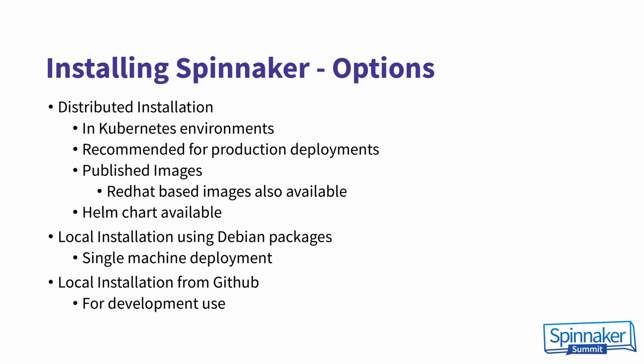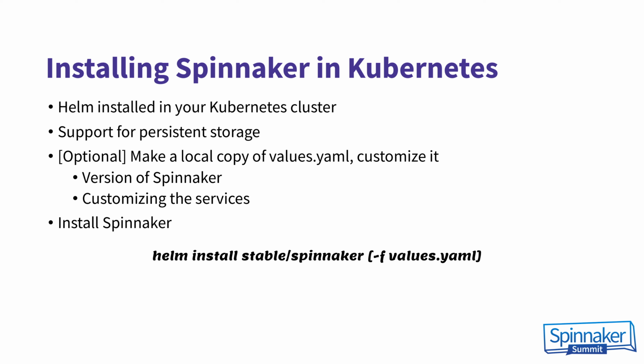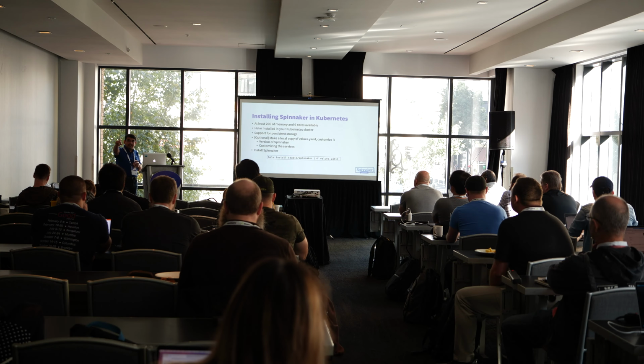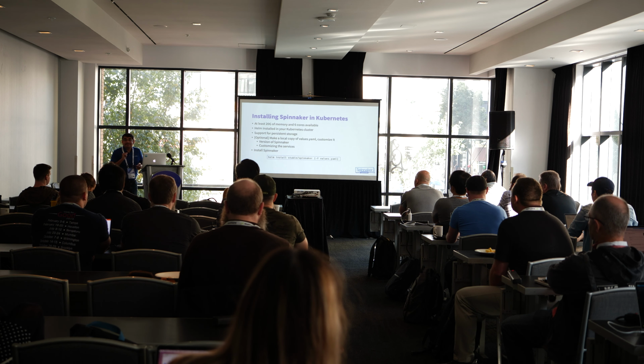So how do you install it? To install in Kubernetes, you need a Kubernetes cluster with at least 2 gigs of memory and 6 cores. You need Helm installed in your Kubernetes cluster. And it's better you have support for persistent storage. You can bring it up. I will show it to you without persistent storage. But if one of your pods goes down, you will lose data, right? So that's the drawback of not using persistent storage. But you should use persistent storage. 2 gig or 20 gig?